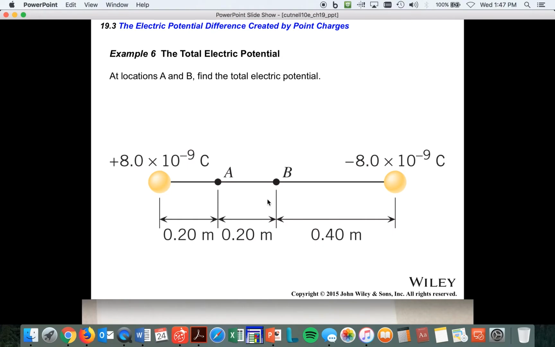So now, what do you think the potential is at B? If this is positive 8 times 10 to the negative 9 coulombs, and this is negative 8 times 10 to the negative 9 coulombs, if we add those two together, what do we get? 0, because they're equidistant apart. Some of you are going, what? Say what? No, look.